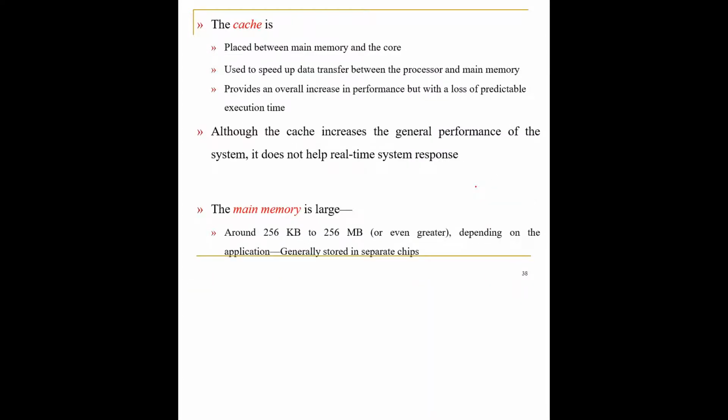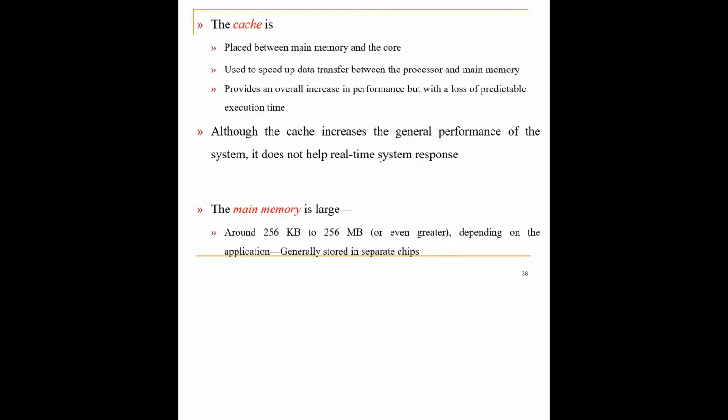As it says here, the cache memory is placed between the main memory and the core, used to speed up the data transfer between the processor and the main memory. It provides an overall increase in performance, but with the loss of predictable execution time, which means that the execution time of this particular cache memory cannot be predicted. Although the cache memory increases the general performance of the system, it does not help the real-time response.